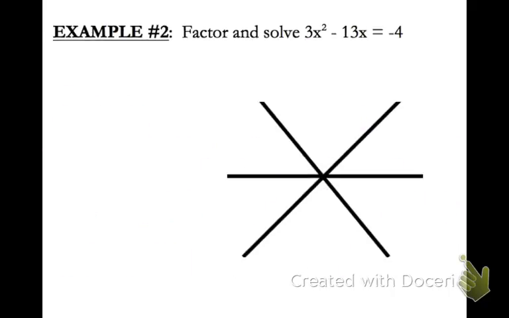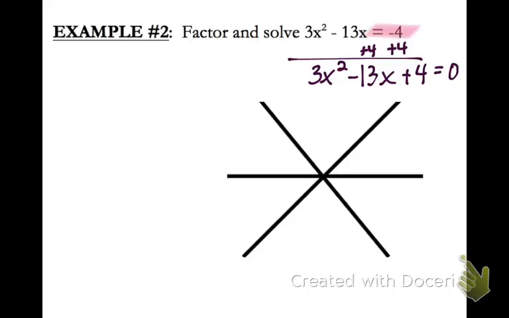Okay, here's our next one. Notice I don't have the star all labeled out. I'm hoping that you already have it written down on your paper and know what goes where. First of all, notice we haven't had this happen yet, where we have our c, or any of our terms, on the other side of the equal sign. So our first step is to add the 4 over before we do anything else. We always have to have our equations set equal to 0 first. Now we can fill in our star.